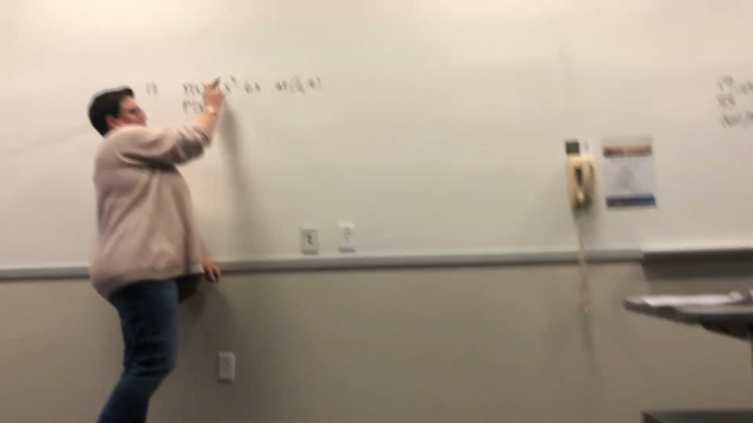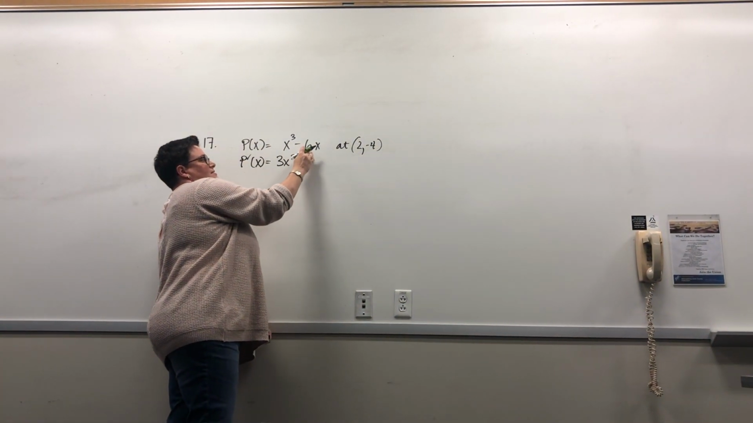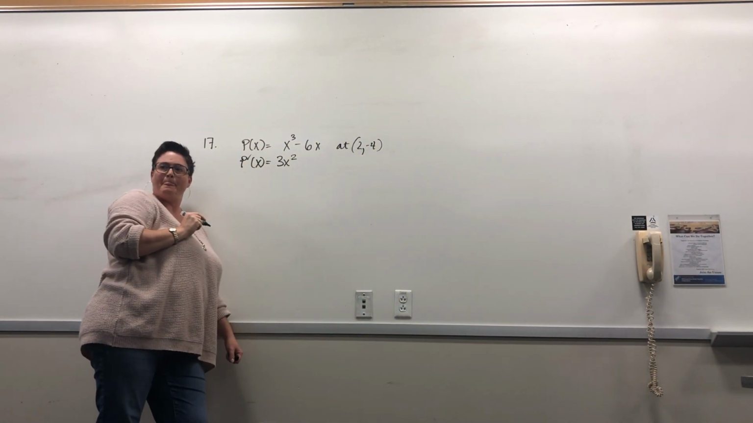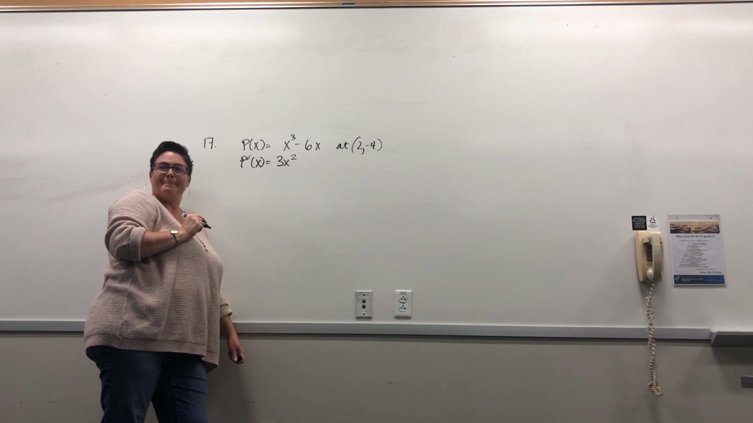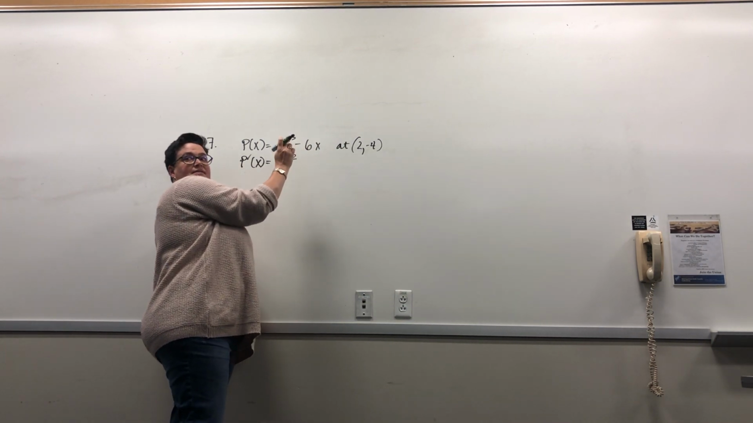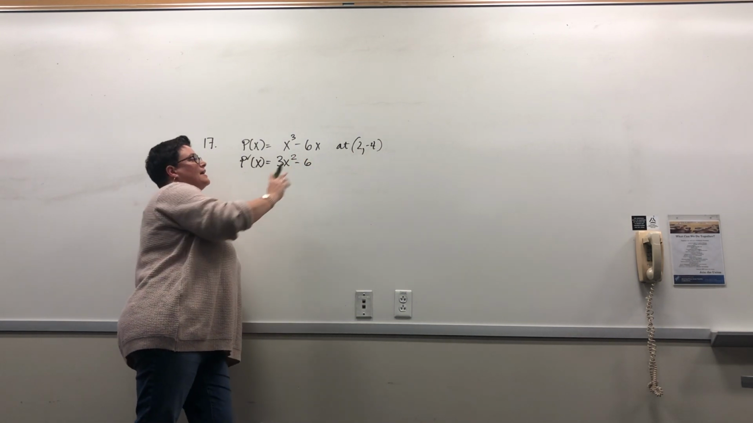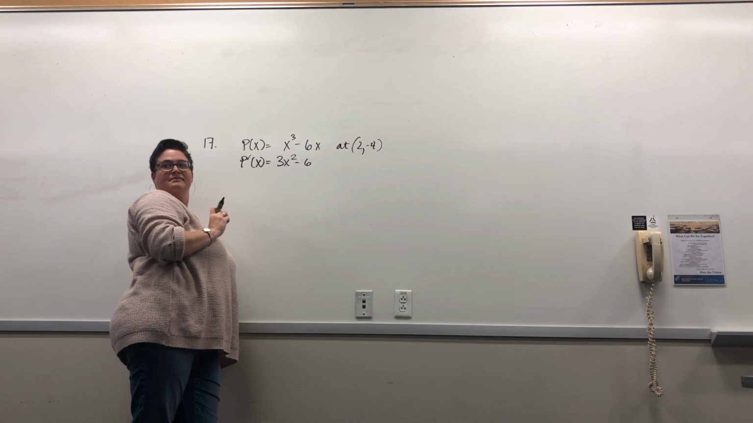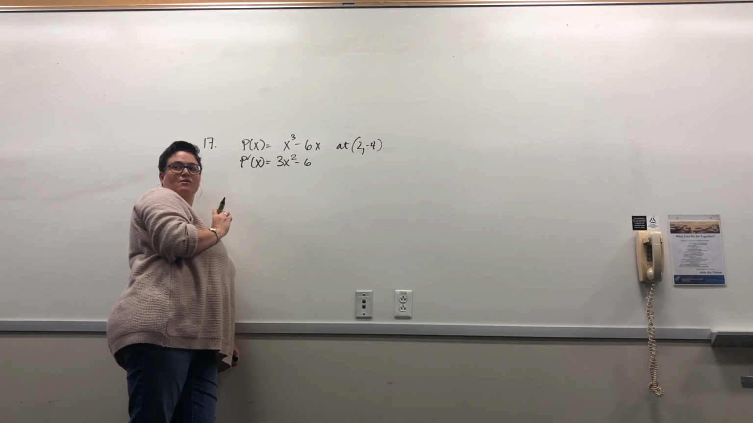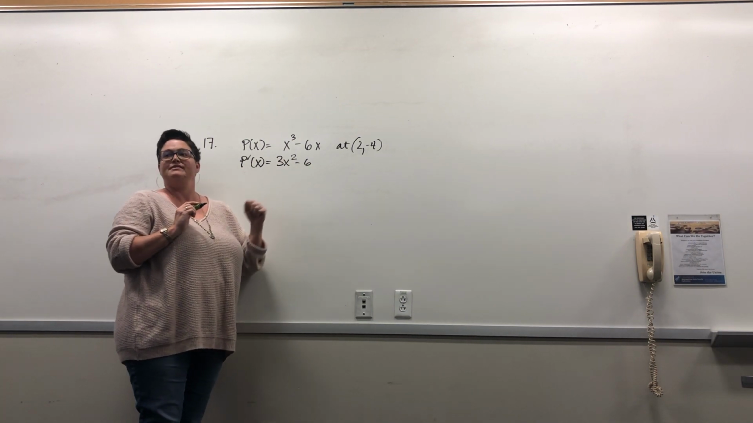Bring your exponent down and subtract 1 from your exponent, so squared. And then what does minus 6x become? There's a 1 up here. So 1 times negative 6 is 6. What kind of 6? Negative. And then 1 minus 1 is 0. And x to the 0 equals 1. So it's just negative 6 times 1, which is negative 6.